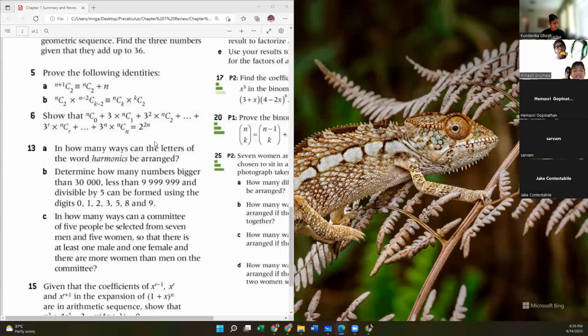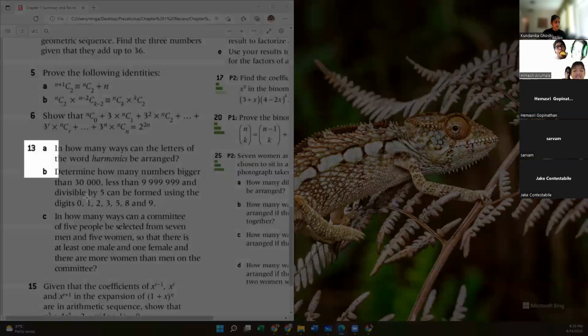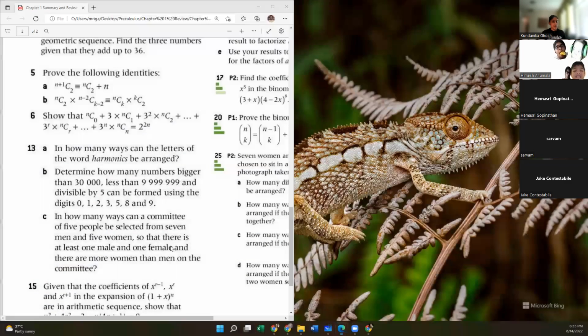Bear with me on 13 and 14 because there are quite a few parts to the problem. So writing out the problem is gonna take some time, especially with the mouse.